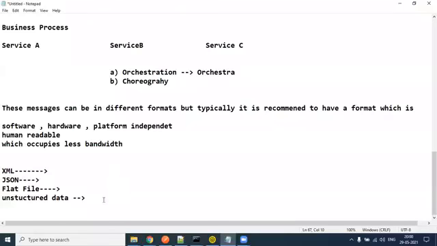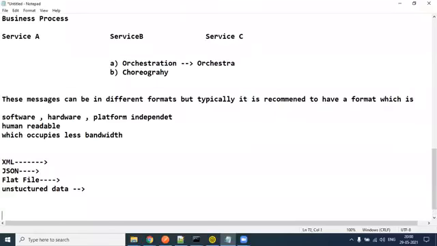So when these are the formats, having a good knowledge of these becomes very important. But before we get into that, we also need to understand how we can define SOA, right? For me, it is an architecture for building business applications.